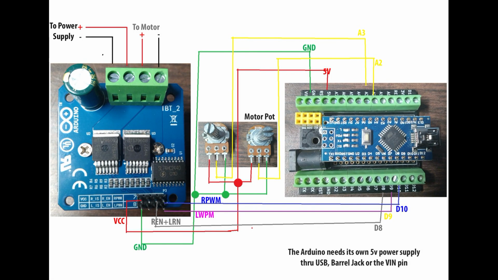This is how it's wired. The Arduino will need its own power supply. If the pots are going the wrong way, you can reverse the power and the ground on them.